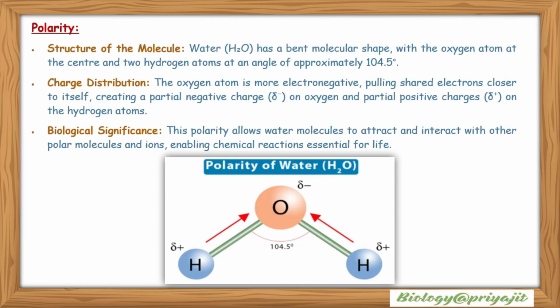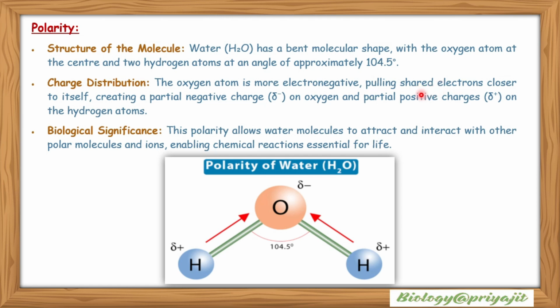So the first is the polarity of water. The structure of the molecule: water has a bent molecular shape, as the image is showing here, with the oxygen atom at the center and two hydrogen atoms at an angle of approximately 104.5 degrees. Charge distribution: the oxygen atom is more electronegative, pulling shared electrons.